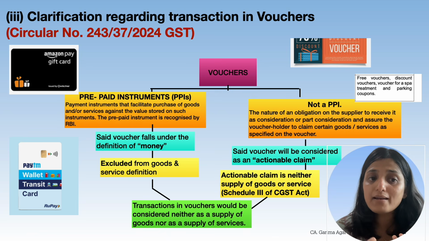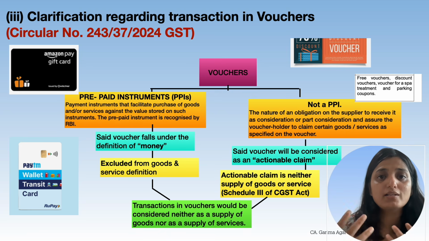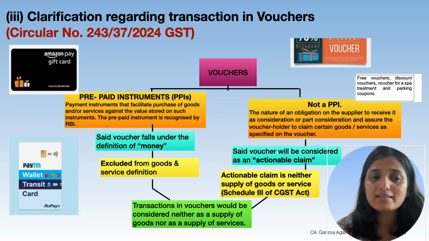Now what can be these kind of prepaid instruments? What are the examples? Basic examples, say Amazon card, Paytm wallet card. These are all types of instruments which are recognized by RBI and against which you can buy a variety of goods and services. It's not tied to specific goods and services, and therefore it is also akin to a general voucher. So this circular also differentiates between a general voucher and a specific voucher. So these prepaid instruments are also kind of a general voucher.